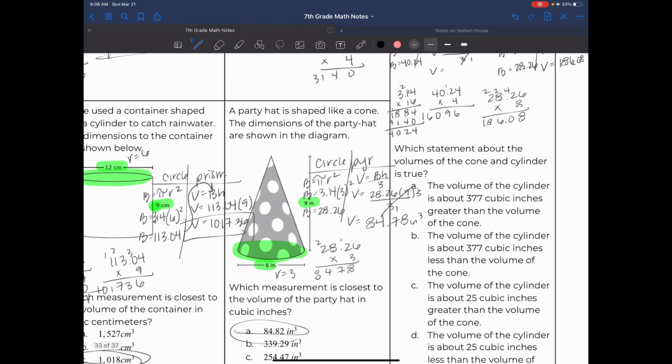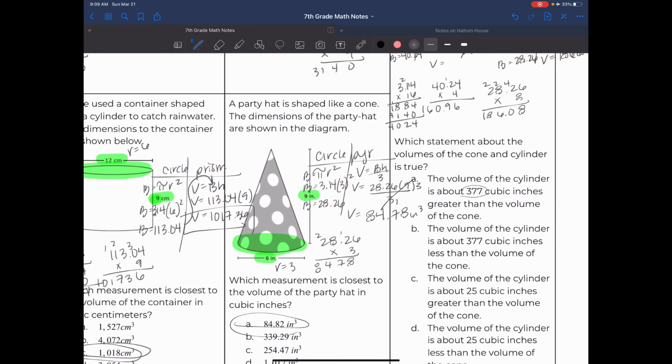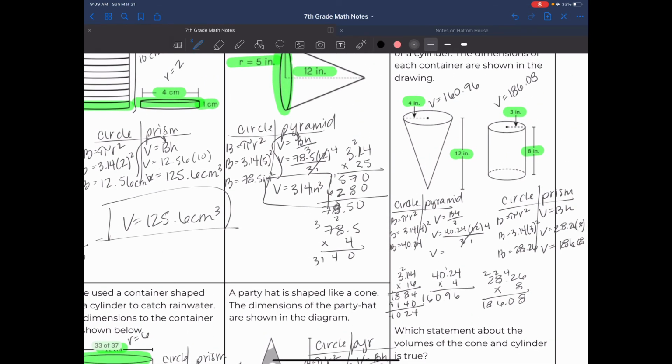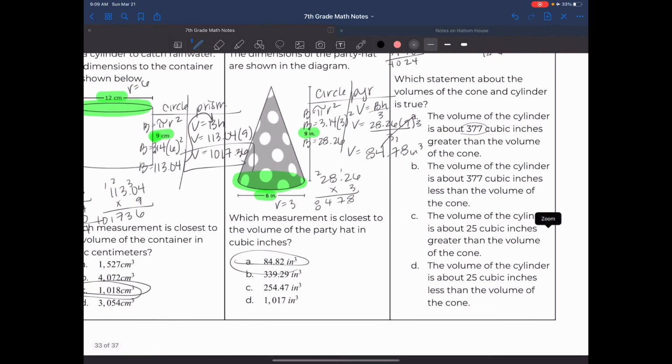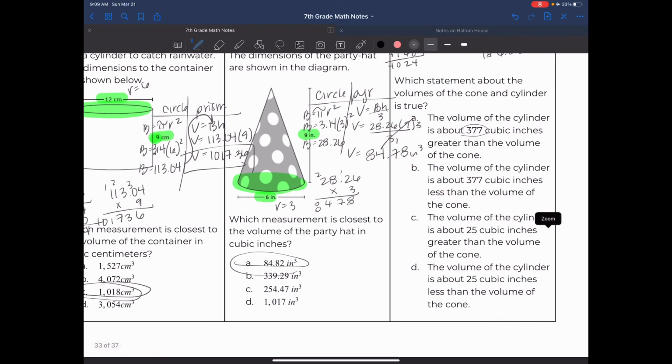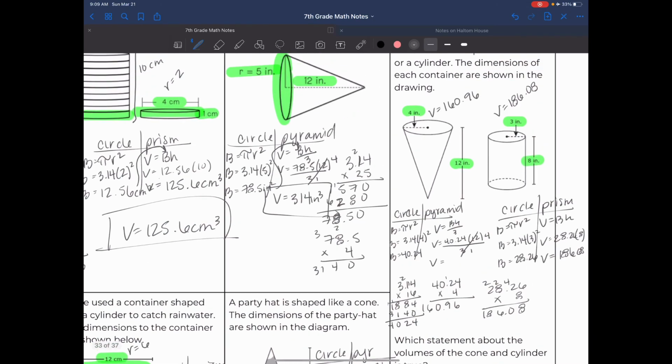Now, the answer choices, the volume of the cylinder is about 377 cubic inches. Ugh, no way. What's the difference between these guys? It's like about, what, 26-ish, maybe 25? So I know answer choice A, no. Answer choice B, no. And which one's bigger? The cylinder. Okay, let me change my highlighter. So the cone is 160, the cylinder is 186, which means the cylinder is about 25 bigger.